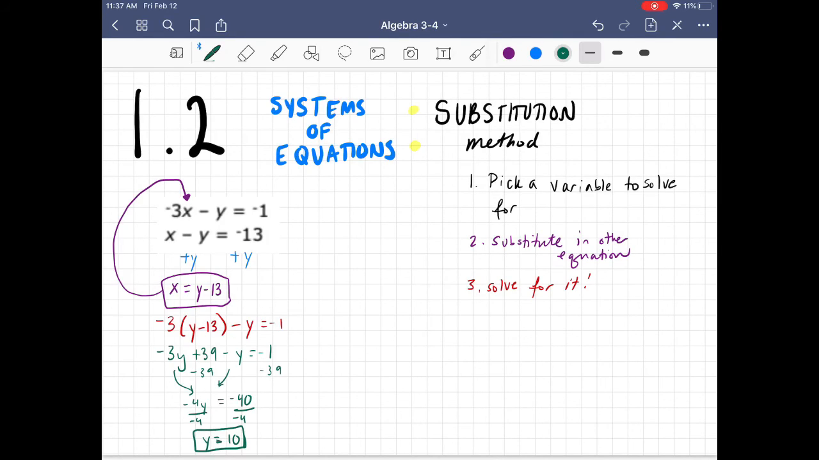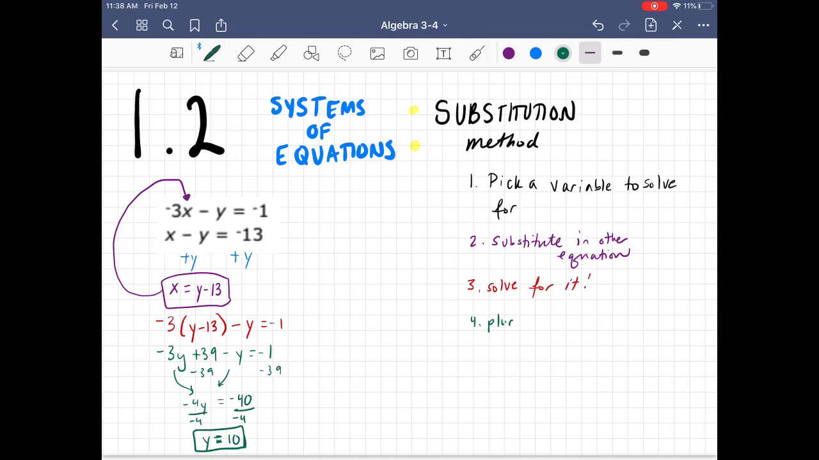Let's go through that real quick one more time. So I have -3y minus, it's like -1y, so those come together as -4y. And then I subtracted 39 from both sides and got -40 equals -4y. Divide both sides by -4, and I get 10.